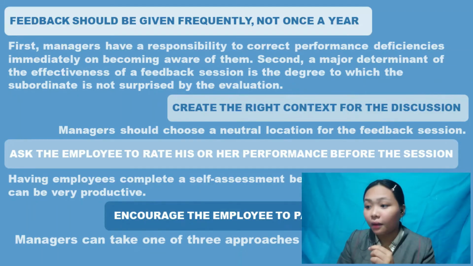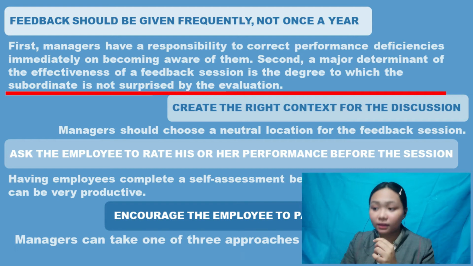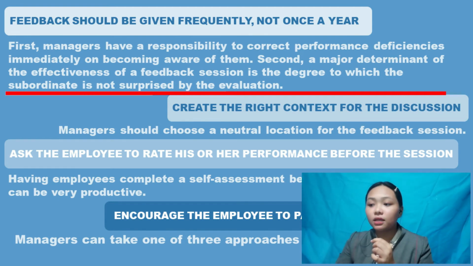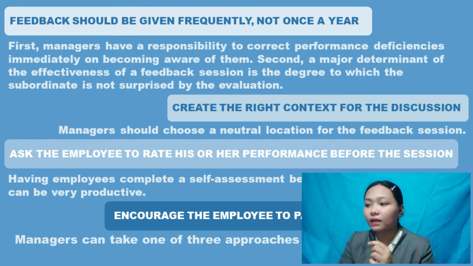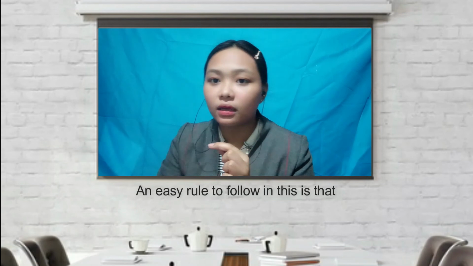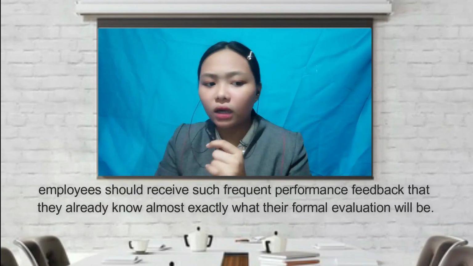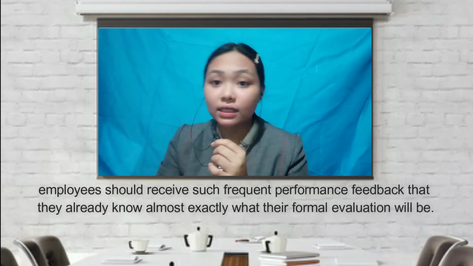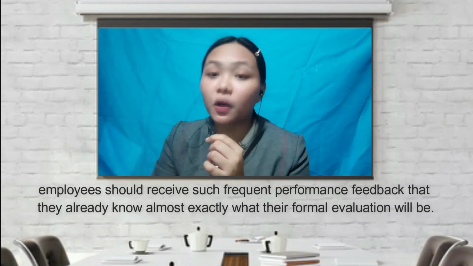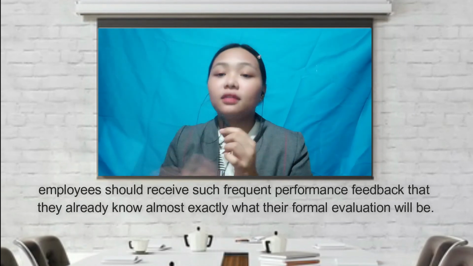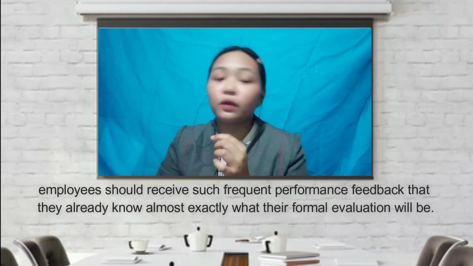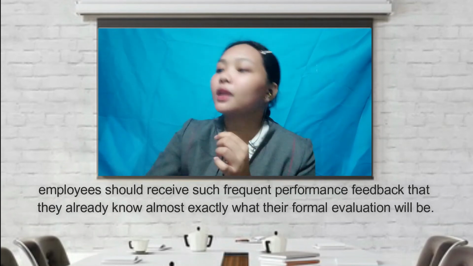Second, a major determinant of the effectiveness of feedback sessions is the degree to which the subordinate is not surprised by the evaluation. So an easy rule to follow in this is that employees should receive such frequent performance feedback that they already know almost exactly what their formal evaluation will be.